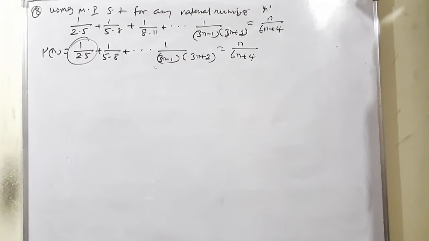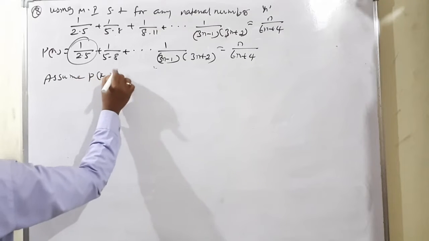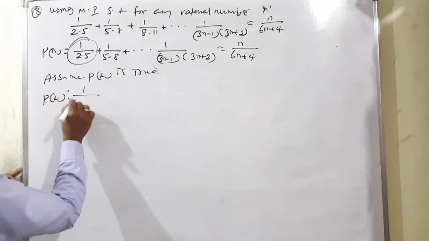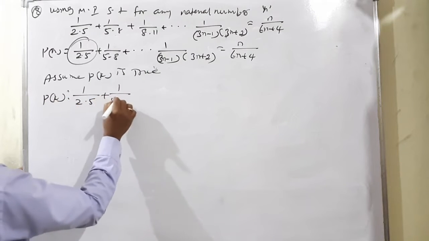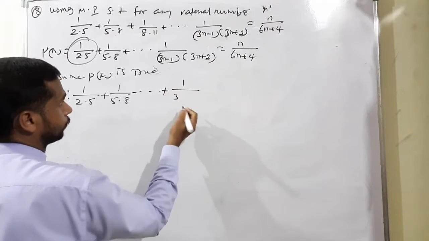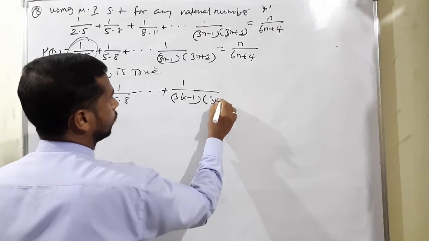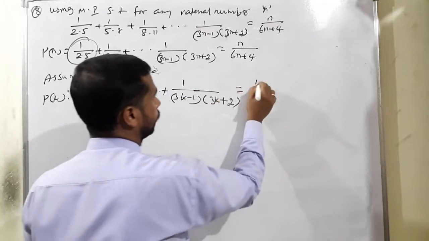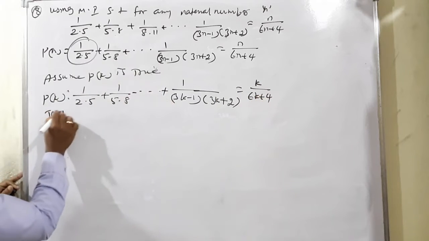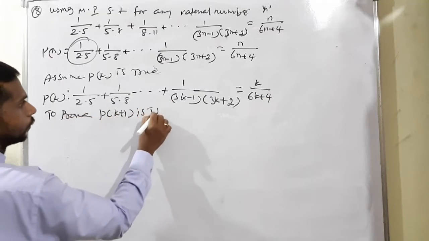So we have to assume P of k is true. So P of k is true means 1 by 2 into 5 plus 1 by 5 into 8 plus 1 by 3k minus 1 into 3k plus 2 is equal to k by 6k plus 4. Then to prove P of k plus 1 is true.